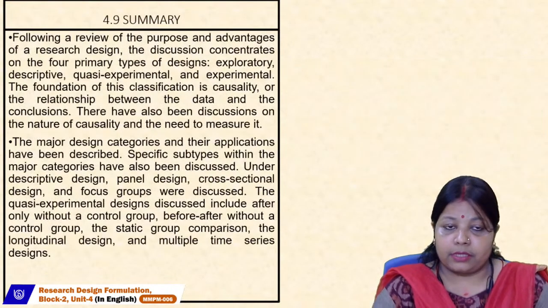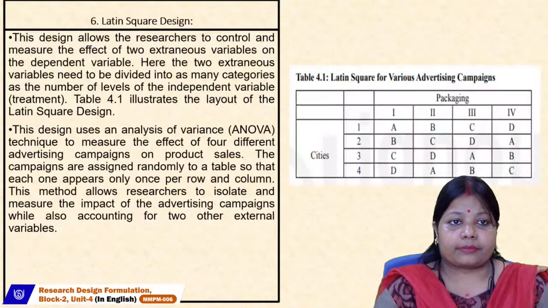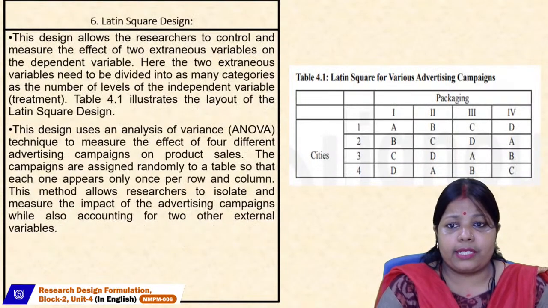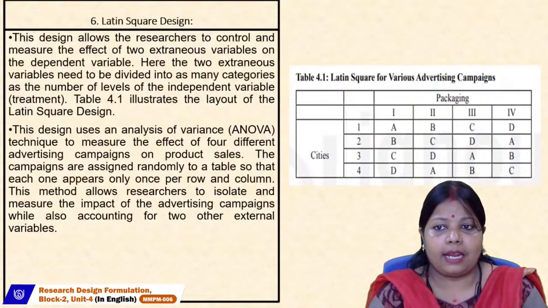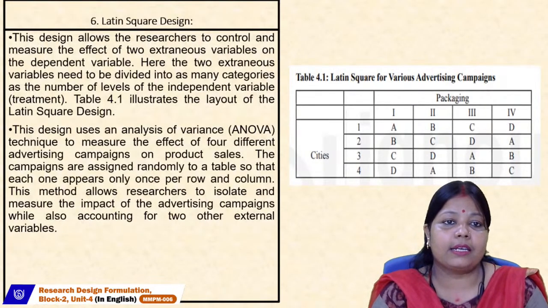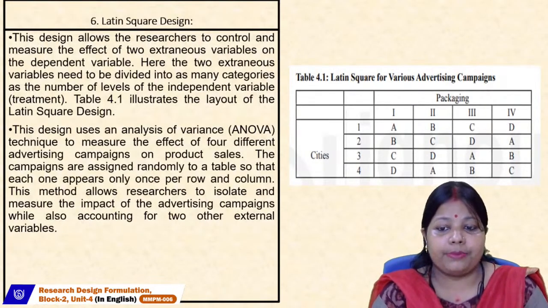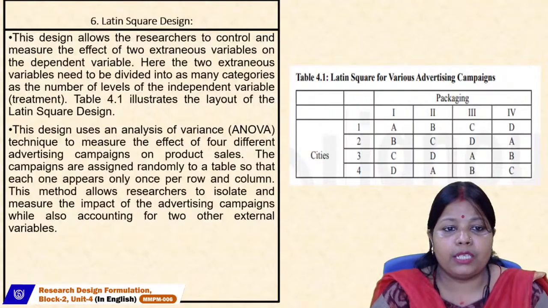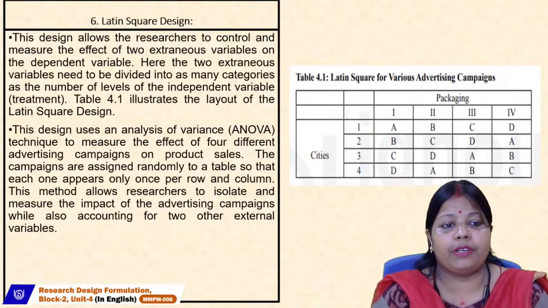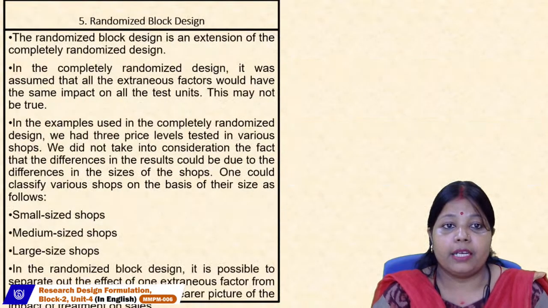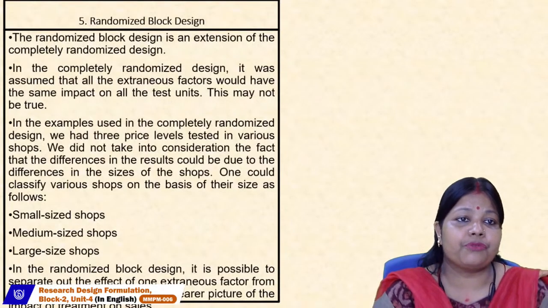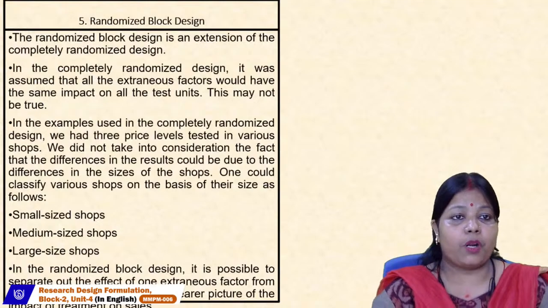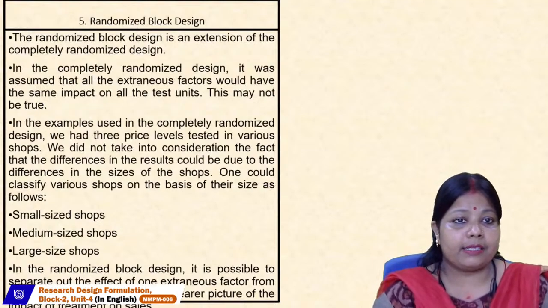So we can see here this Latin square design is different from the randomized block design and CRD, the completely randomized design, because here we have taken more than two things, four different advertisement campaigns. But there are some specific situations where we can go for the randomized block design and completely randomized design.